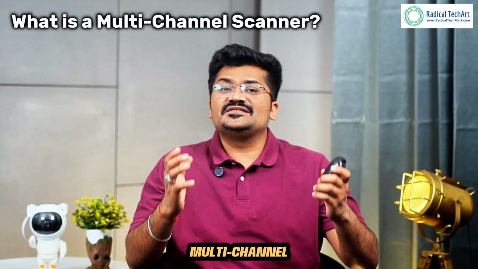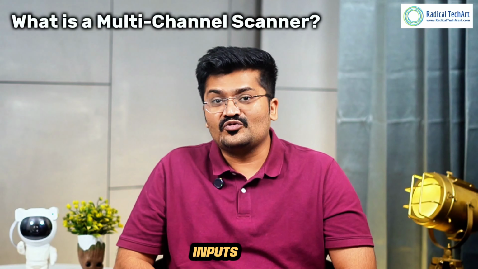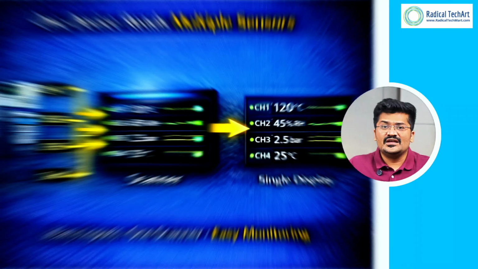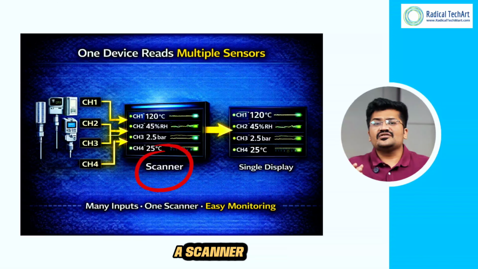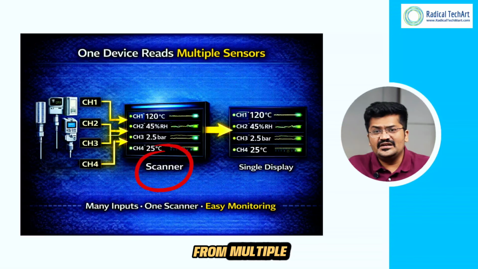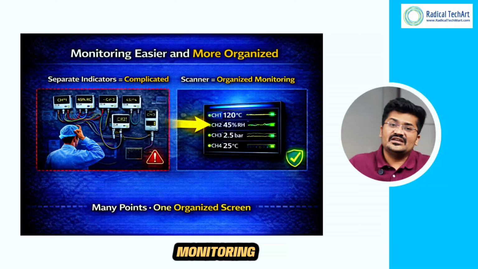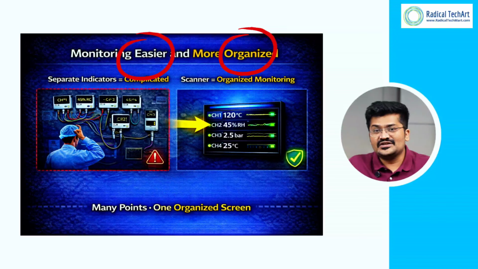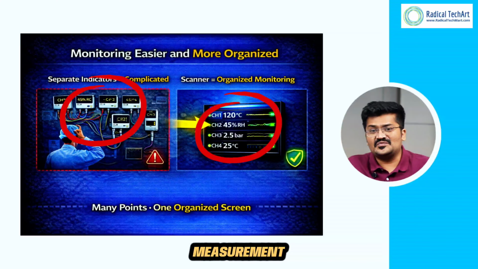A multi-channel scanner is a device that can read and monitor multiple sensor inputs from a single instrument. Instead of using many separate indicators or transmitters, a scanner collects signals from multiple sensors and displays them on a screen. This makes monitoring easier and more organized. Multi-channel scanners are widely used when a system has many measurement points.